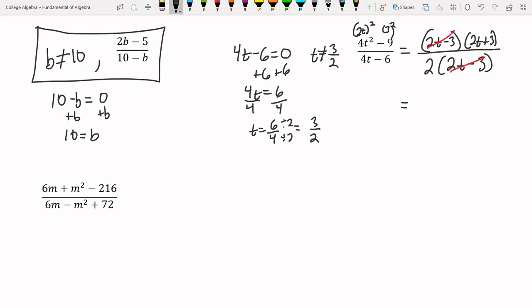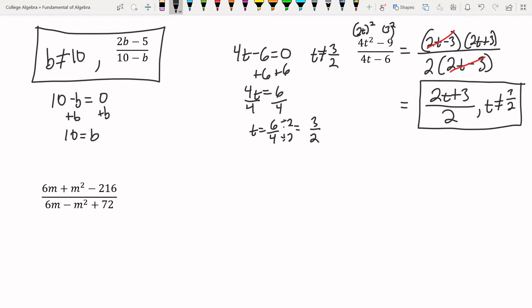And this gives us 2t plus 3 on top over 2, and t cannot equal 3 halves. That's the best we can get there. That's completely simplified.